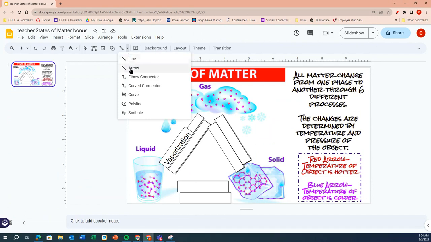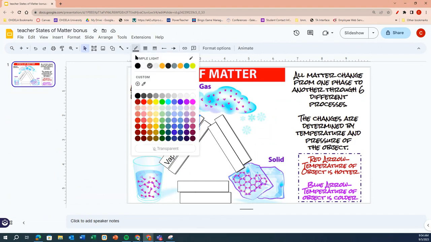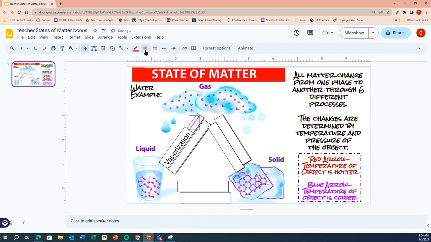I put it onto the arrow, drew my arrow in that direction, because with a red arrow, the temperature of the object is hotter. So from liquid to gas, it's hotter, so we're adding energy to it. So I'm going to change the color here to red, and then I'm going to make it bigger. So I have a red arrow. Anybody need to see that again? Anybody need help on that?